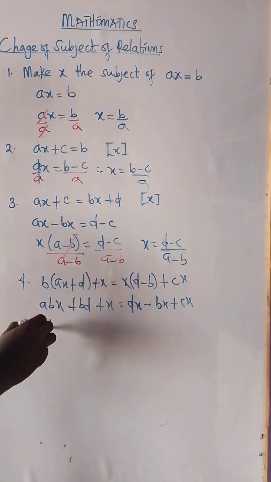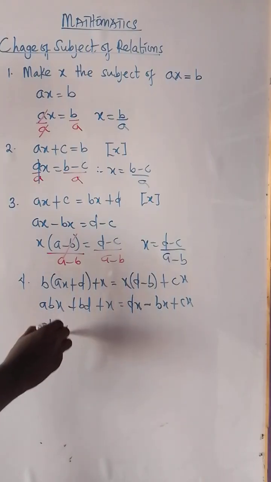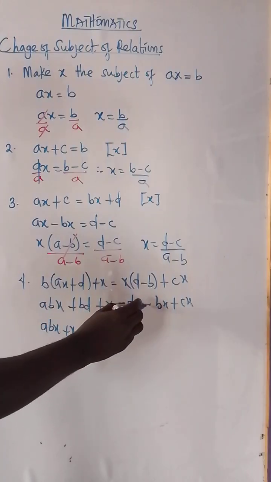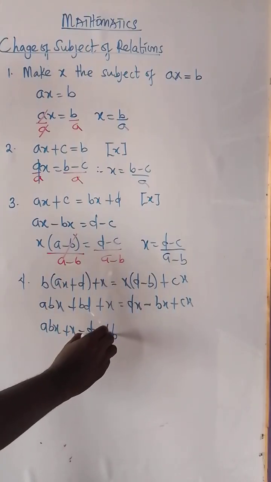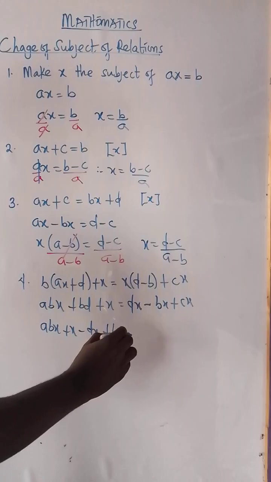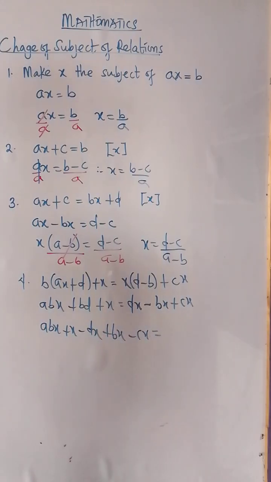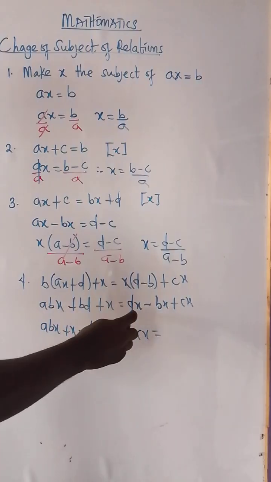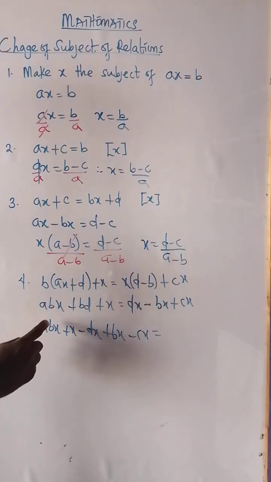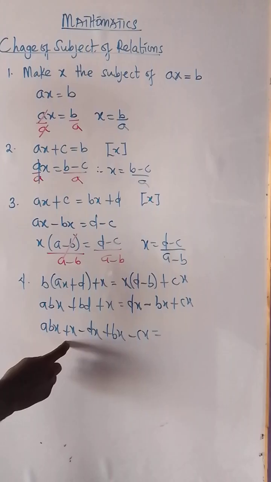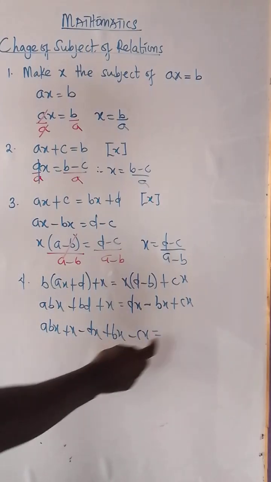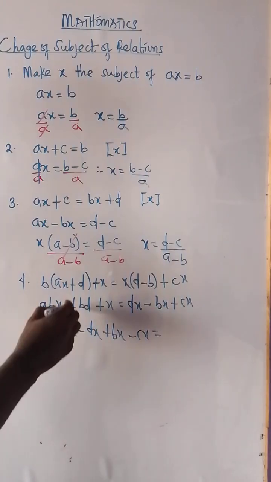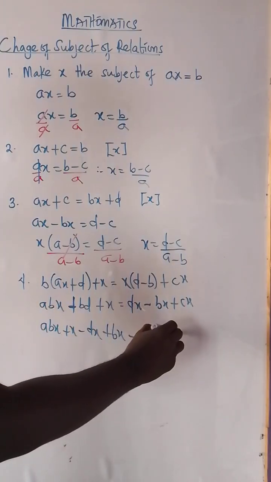So here I'll be having abx. This x stays, plus x. This dx will cross and become minus dx. This plus bx crosses and becomes minus bx. This plus cx crosses and becomes minus cx, equals to. So this stays, and these two move. This d moves, bx moves, cx moves. But this bd doesn't have x. So we take it to the other side, and that plus here becomes minus bd.